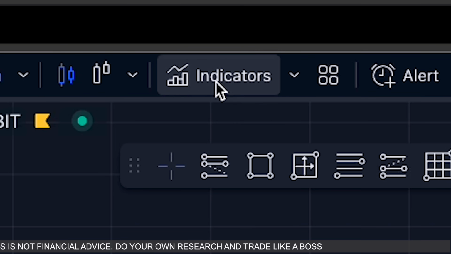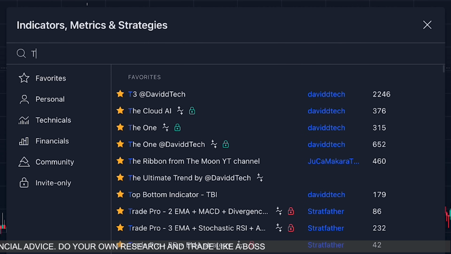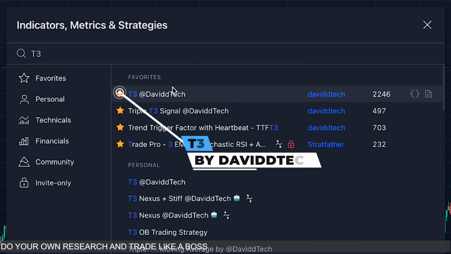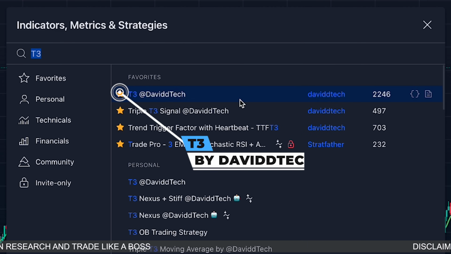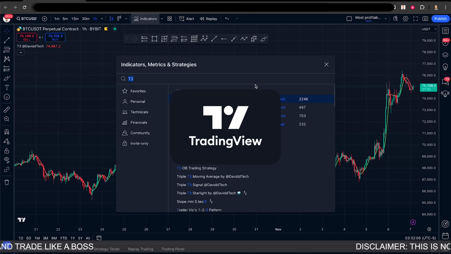Okay, let's start by adding our indicators. The first indicator we're going to be adding is the T3 by David Tech, just here. To find that indicator, just go over to TradingView and search in the indicators.